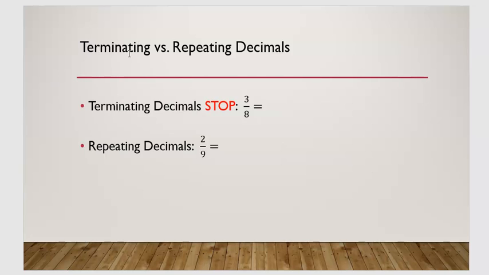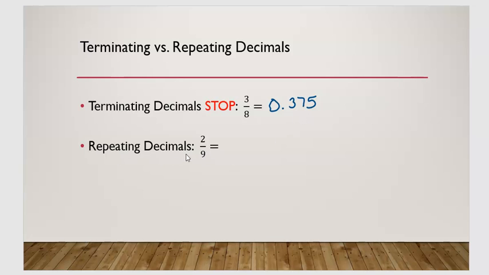Now, seeing the difference between terminating and repeating decimals, okay? And the word terminating, if you think of the old movie Terminator, his goal was to stop things, right? So terminating decimals stop. They have a definitive endpoint. For example, our fraction 3/8, when I convert it to a decimal, so 3 divided by 8, I find that this is equal to 0.375. And it stops, it ends. Nothing else comes after that. So that is a terminating decimal.